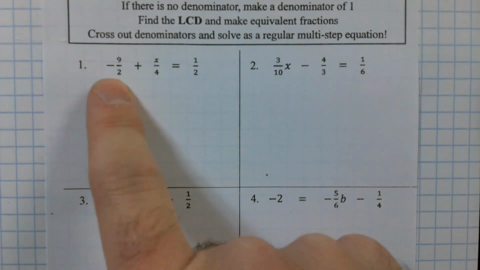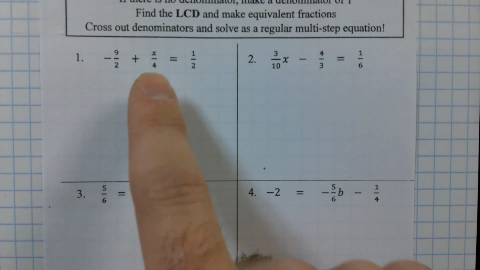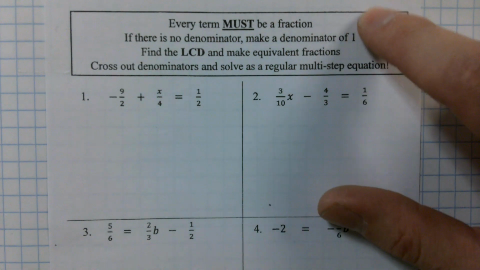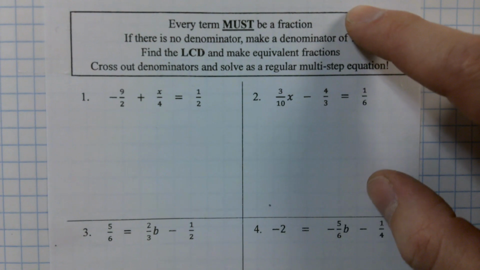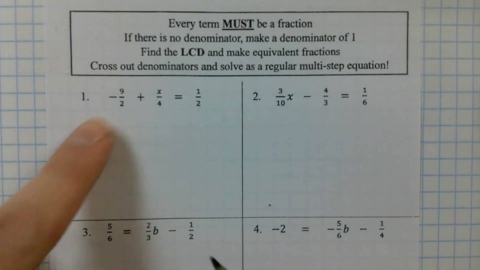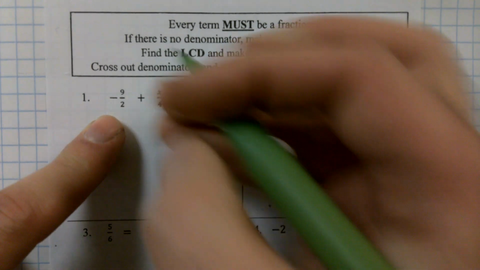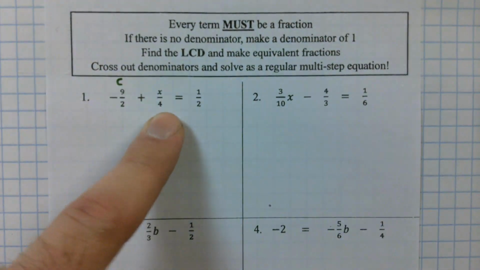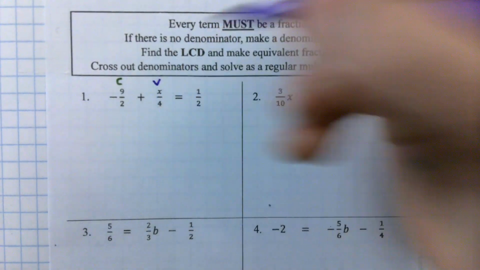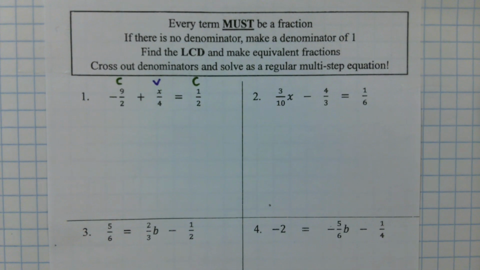Let's take a look at what I mean by that. In number 1, I've got negative 9 over 2 plus x over 4 equals 1 over 2. Is every term here a fraction? Yes, they are. I'm going to go through and label them just for my own personal sake. Negative 9 over 2, is that a constant or a variable term? Constant. What about x over 4? Variable. How about 1 over 2? Constant. I'm going to split my equal sign down the middle, just like always.